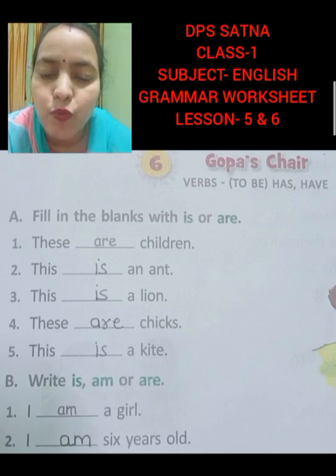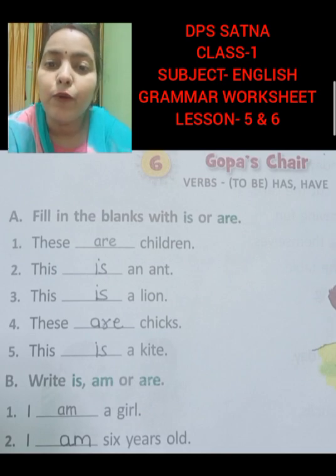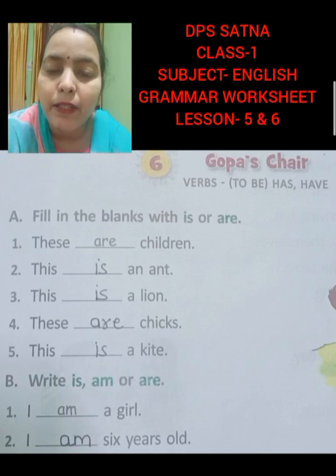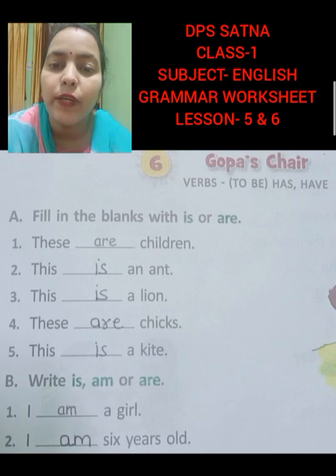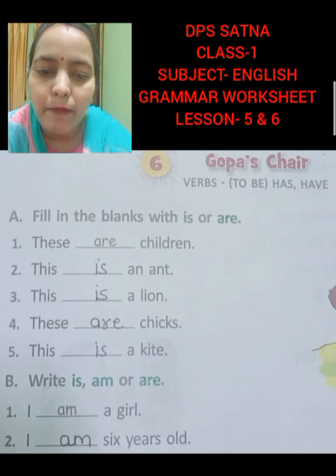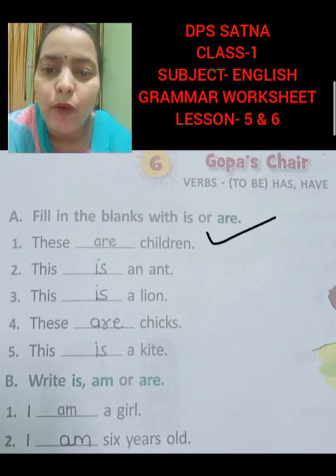So the first one, these dash children, these are. We use these for many persons or many animals. We use this and that with one person, and when we use these and those with more than one person. So in the first blank, are will come, A-R-E, are. Okay. Now the second one, this dash an ant.